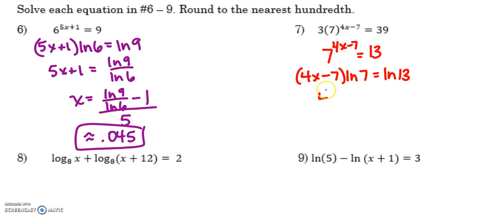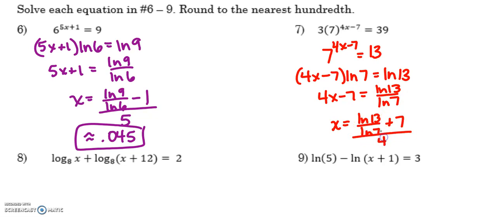That means that 4x minus 7 is equal to the natural log of 13 divided by the natural log of 7. X will equal the natural log of 13 divided by the natural log of 7 plus 7, all divided by 4, which, if you use your calculator, we should end up with 2.080.